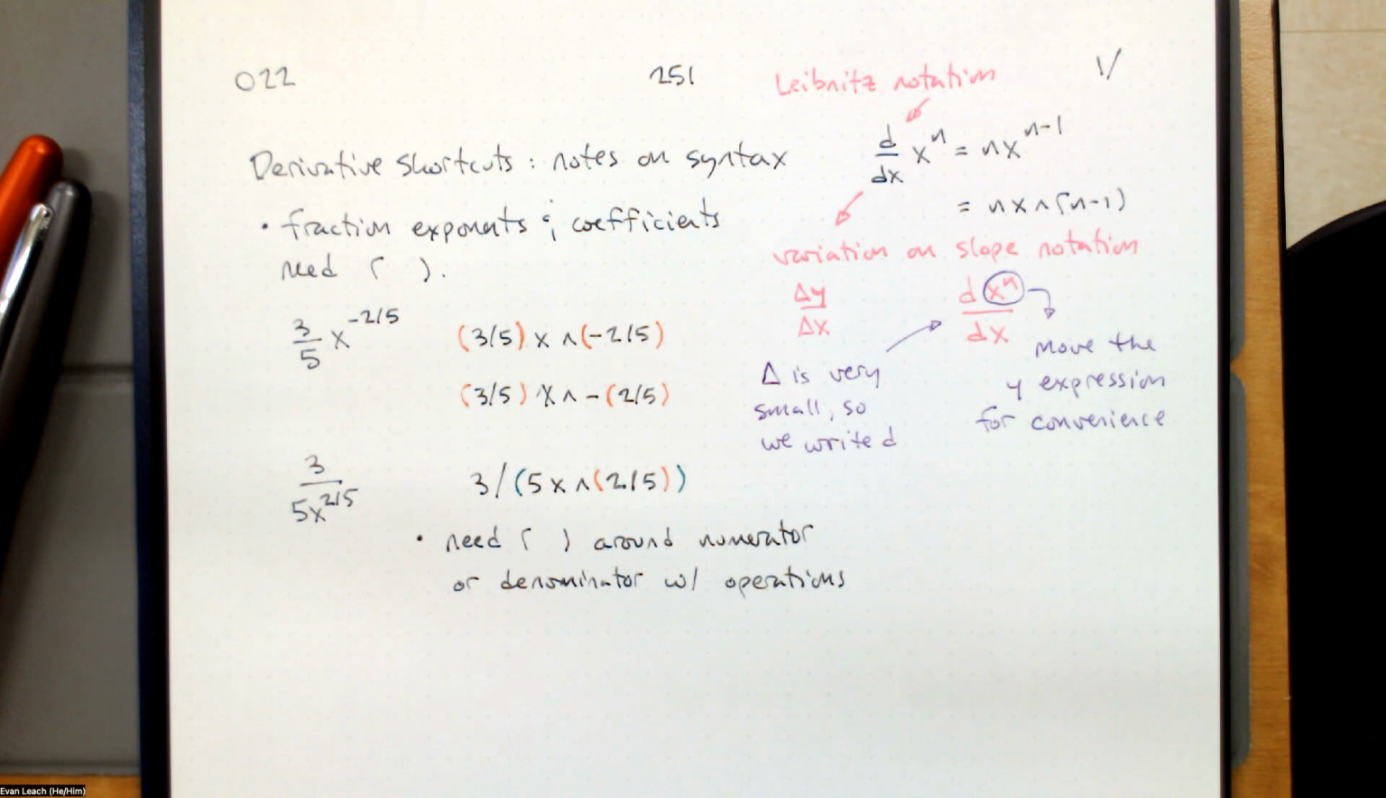So if we want to say 3 divided by the product of 5 and the 2/5 power of x, we'll need parentheses around what we're dividing by. Leaving those parentheses off, we might interpret this as 3/5 and then times x to the 2/5, putting the x to the 2/5 in the wrong place. Does that make sense?